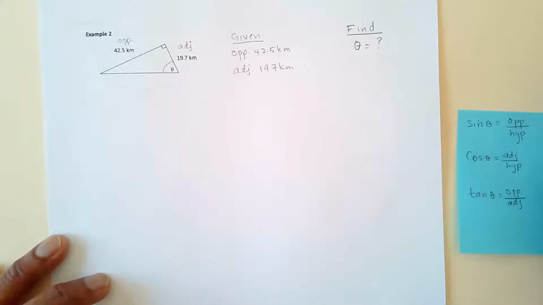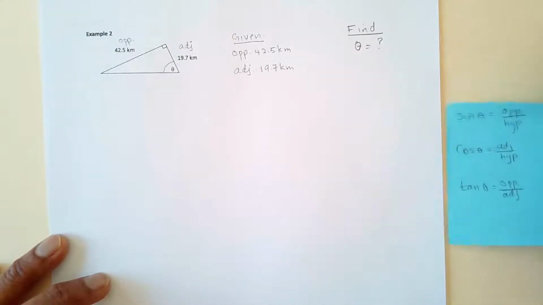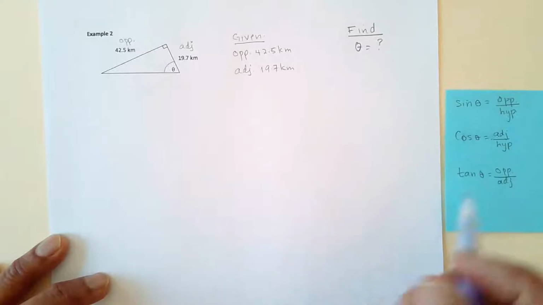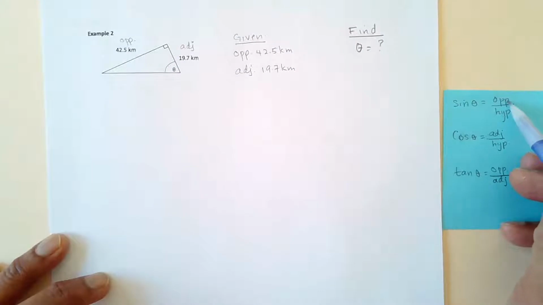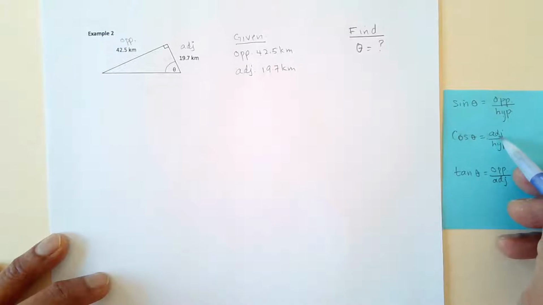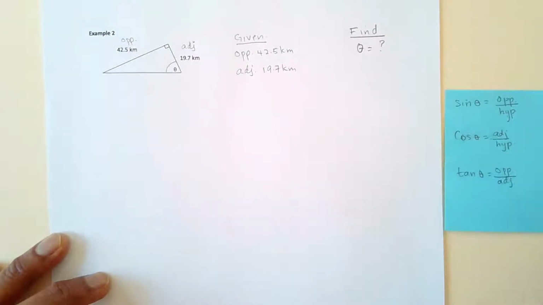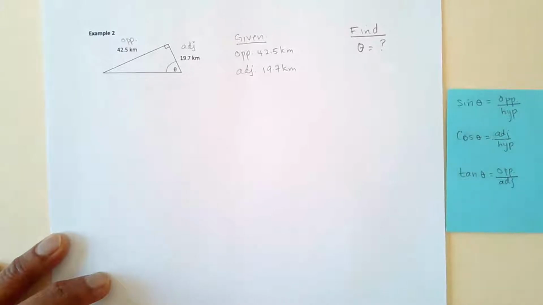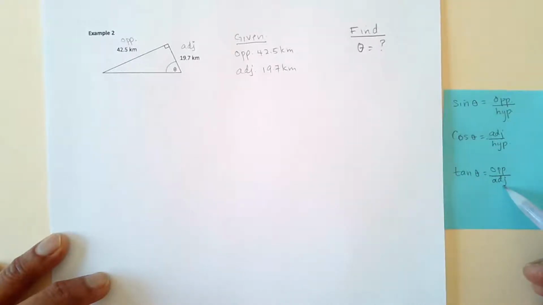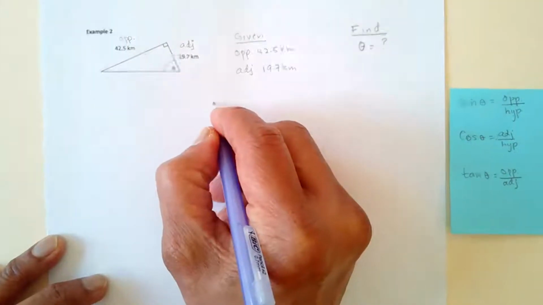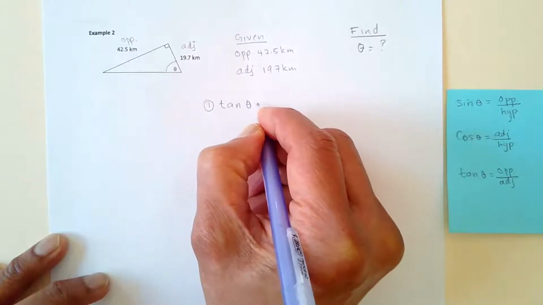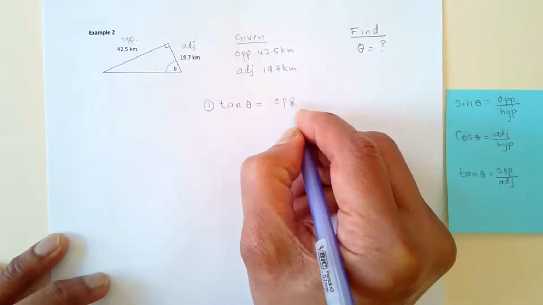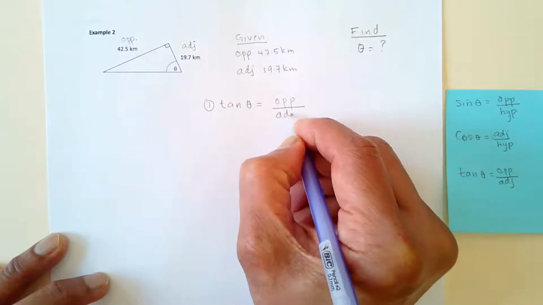So here again, I go back to my trusted trig ratios, and I try to find a match where there's opposite and adjacent. Here I have opposite and hypotenuse for sine. That won't work. I have adjacent and hypotenuse for cosine. No, cosine cannot match. But now I have opposite and adjacent, so tangent will match. I'll write that down. So step one, I'm going to write down my tan theta equals opposite over adjacent.